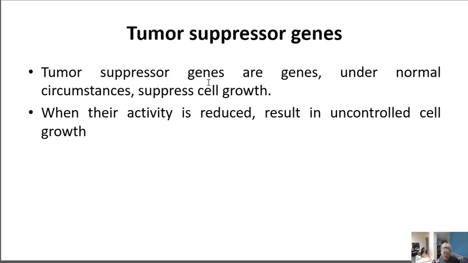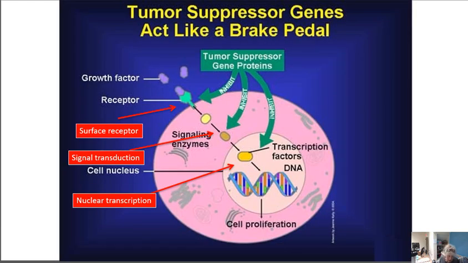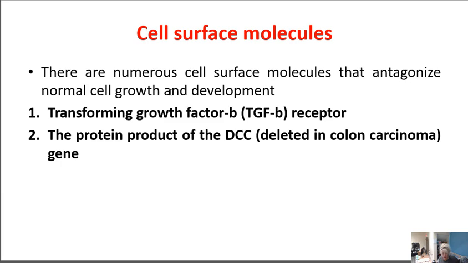So tumor suppressor genes are genes that under normal circumstances suppress growth and check the cell cycle. When their activity is reduced, this results in uncontrolled cell growth. And here we go. The tumor suppressor gene is like a brake pedal, right? Remove the brake pedal, everybody can do what they want. Your growth factors, signal transduction, nuclear transcription, everything goes haywire.